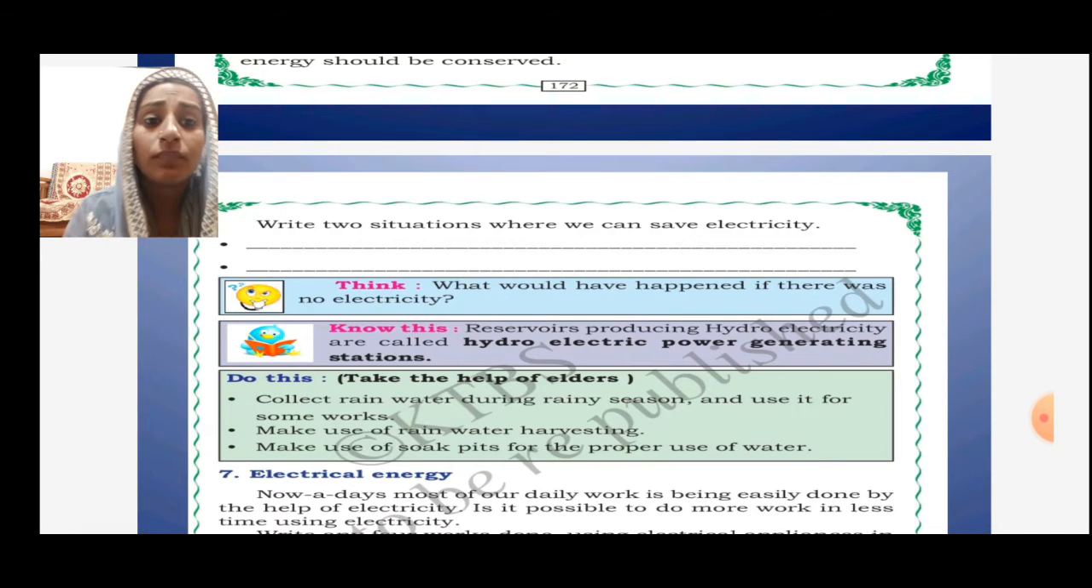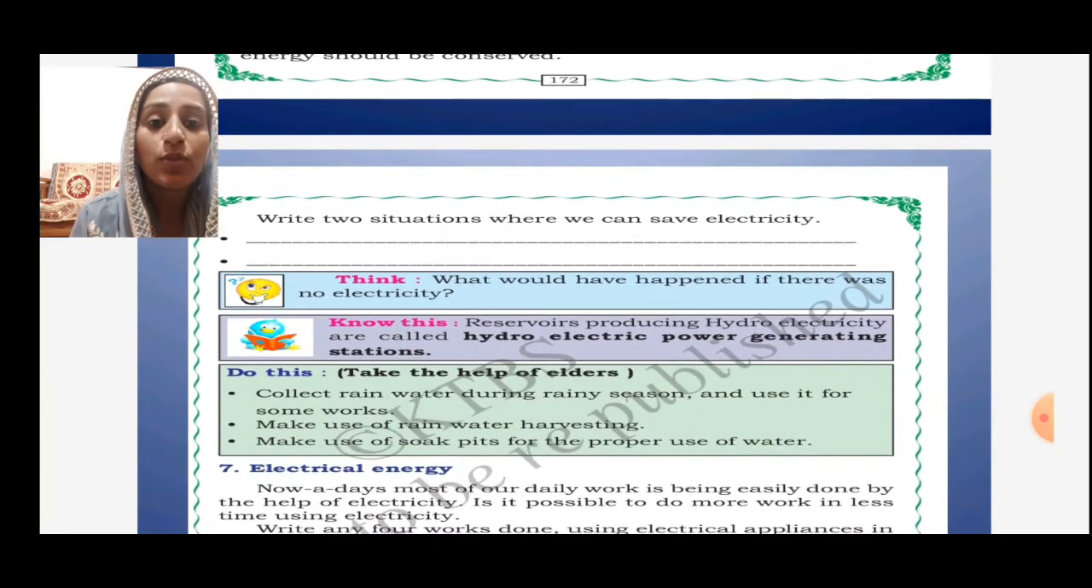What would have happened if there was no electricity? How would we feel? In the summer season, if there is no fan, what will you do? You'll feel so hot, right? You'll be sweating like anything. So if there is no electricity, how will you feel? That you have to write. So reservoirs producing hydroelectric electricity are called hydroelectric power generating stations. This is about stored energy.